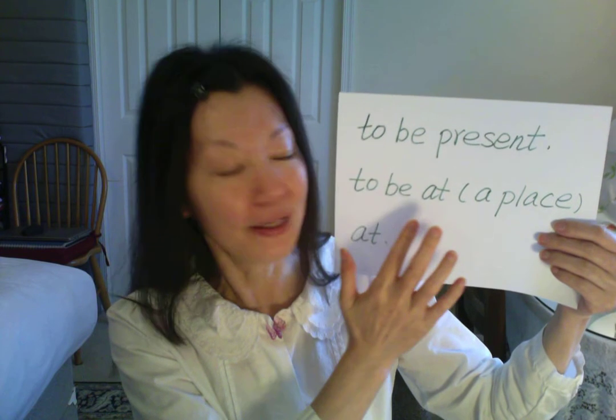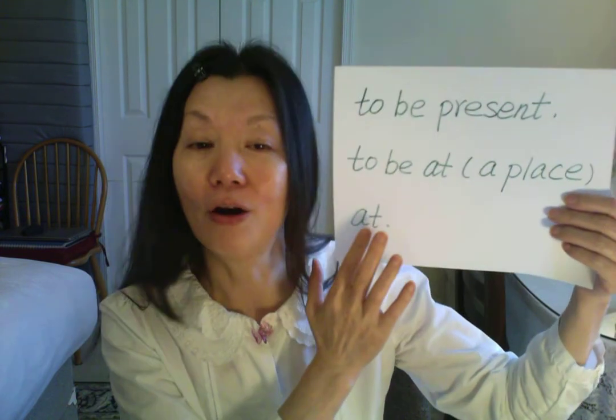To be what? To be at a place, right? To be at a place, or you can say, to be at what? Present. To be present. And to be at a place. Or just say, at. In Chinese, what do we say? Very common. Have to keep it down here.